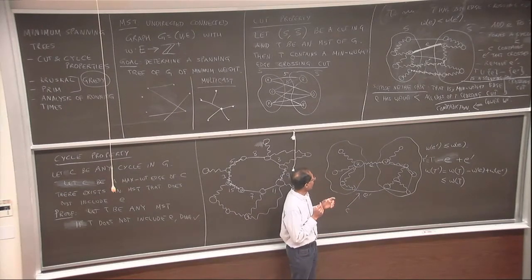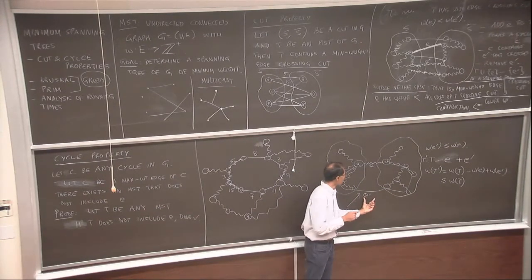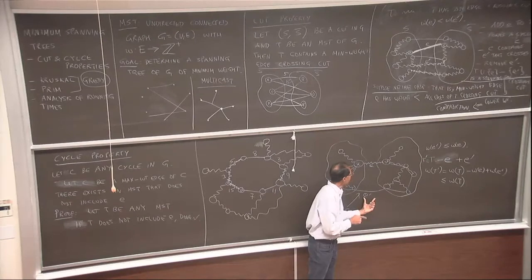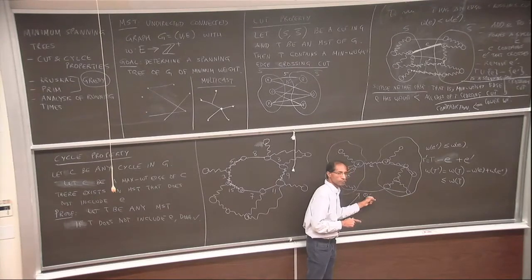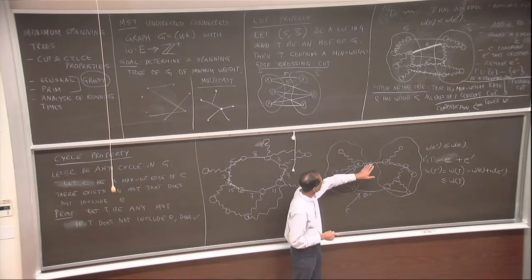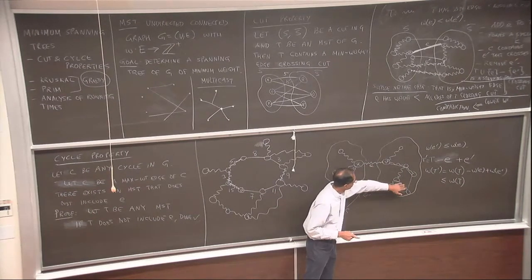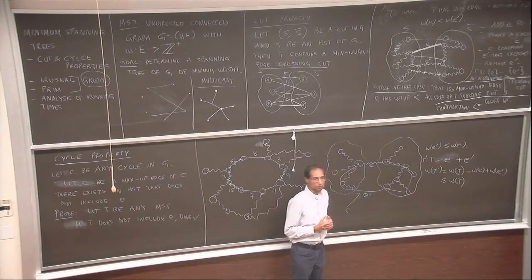Okay. And what we are doing is, from that cycle, we are finding an edge E prime that is crossing the cut, and we are removing E and adding E prime. Okay, and there are no cycles formed because this edge is not there, and these edges are also not there.